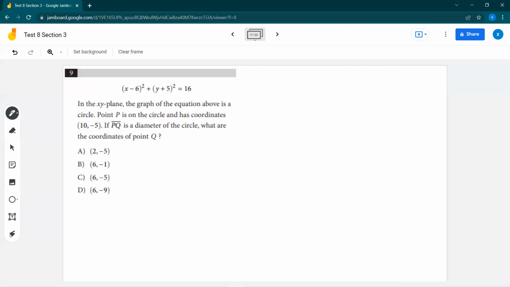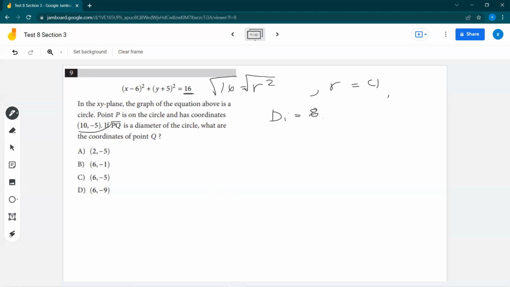Okay, given the equation of a circle, point P is on the circle and it has these given coordinates. If PQ is the diameter of the circle, they want to know, what are the coordinates of point Q? What coordinates here give us a distance of the diameter? The first thing to do is, we know that this number here is equal to the radius squared when we're given the equation of the circle. So 16 is equal to the radius squared. So we take the square root, and we find that our radius is equal to 4, and therefore our diameter is equal to 8.